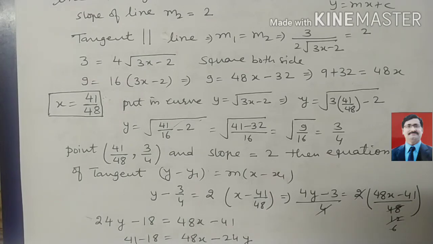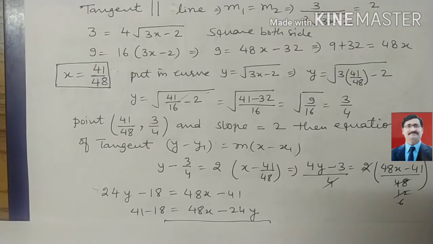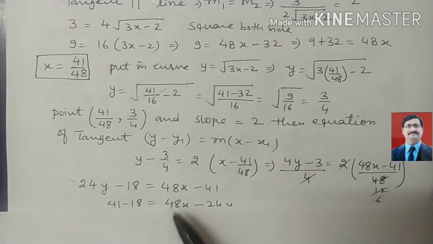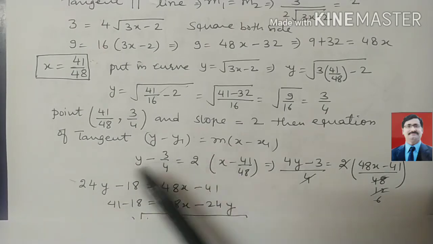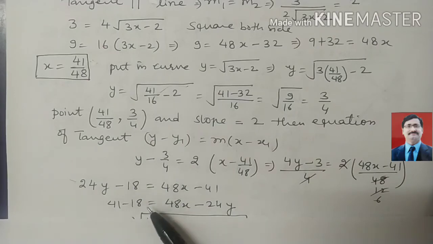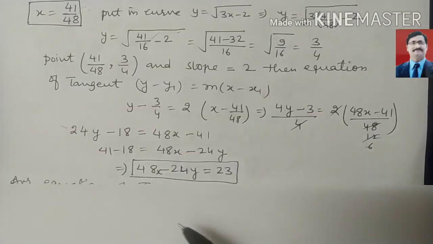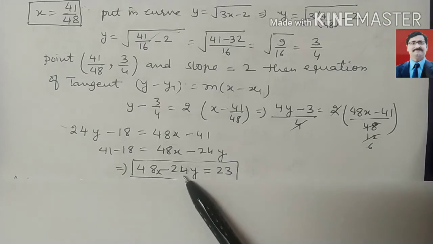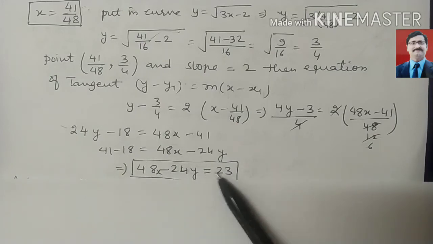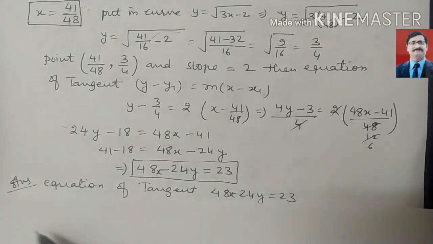Now this 24y we can transfer to the right hand side, so we get 48x minus 24y, and the 18 we transfer to the left hand side, we get 41 minus 18. So you can arrange this and write 48x minus 24y equal to 23. So the equation of the tangent is 48x minus 24y equal to 23. This is the equation of the tangent we had to find. All of you understand this?